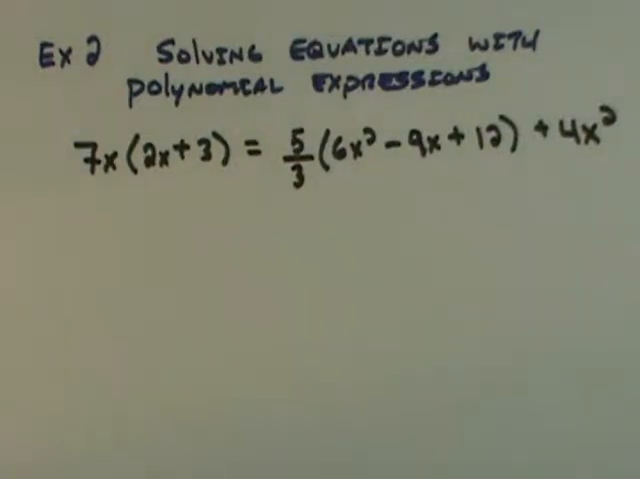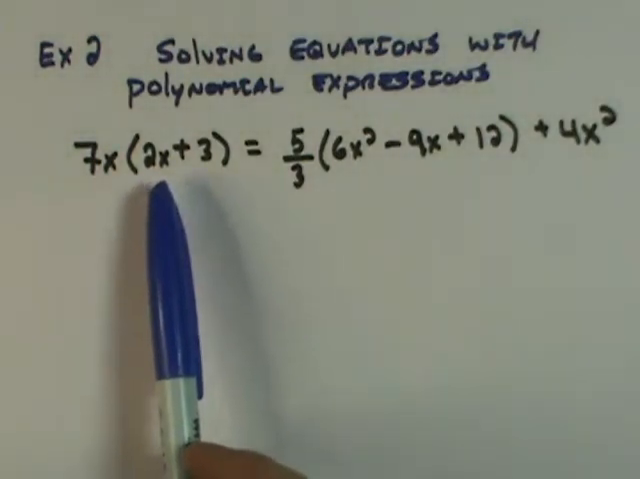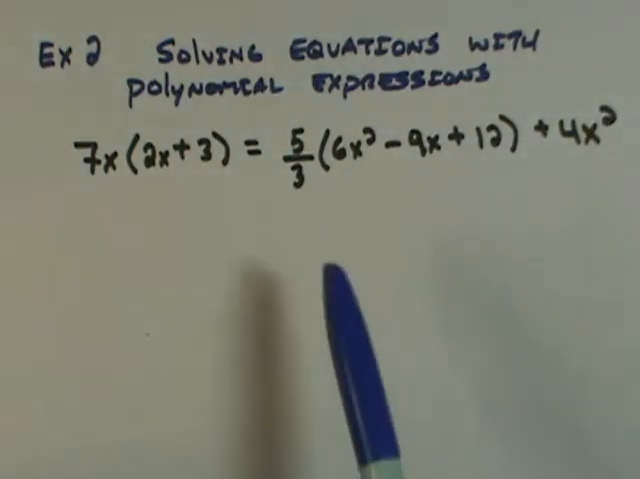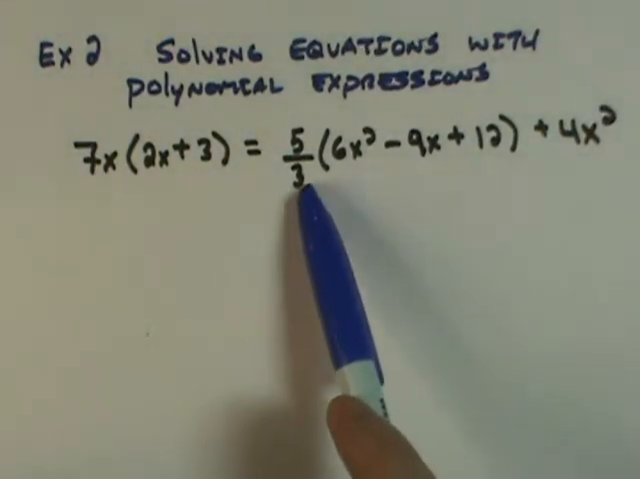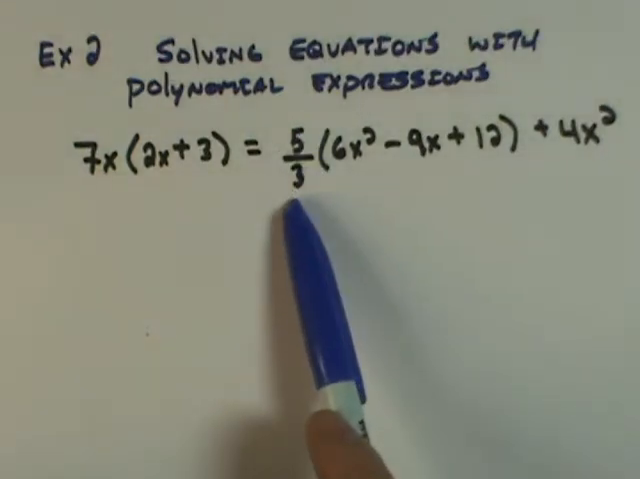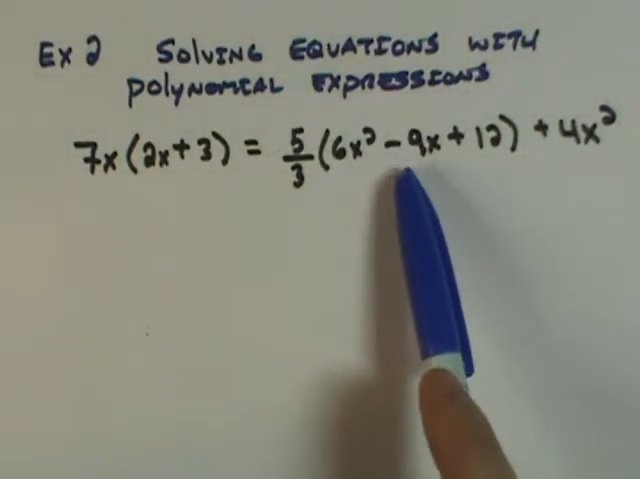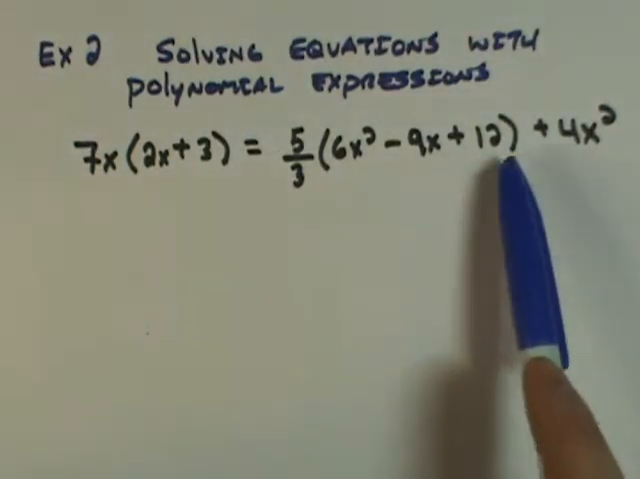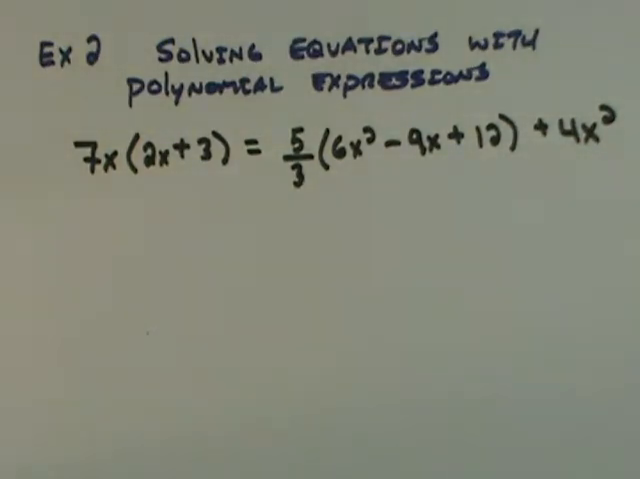Example 2 of solving equations with polynomial expressions. So we see we have quite the equation here. We want to take 7x times a quantity, 2x plus 3. And I threw a fraction in here so we could remember how to work with our fractions. We have 5/3 times a quantity, 6x squared minus 9x plus 12, plus 4x squared on the end.